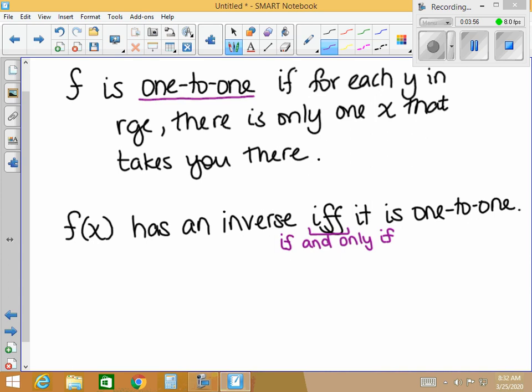Now, an if and only if statement is something we really haven't worked with yet this semester. It's a little bit different than our normal if-then statements. A lot of our theorems only can be read in one direction. If and only if is special because it can be read forwards and backwards and still be true. Meaning if I know that f is a function that has an inverse, that means it has to be one-to-one. Or if f is a one-to-one function, then I know by default that it has an inverse.